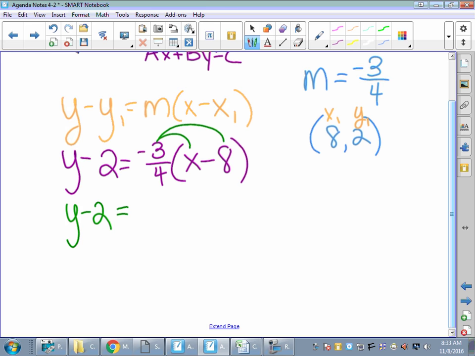Negative 3/4 times x is negative 3/4 x. Negative 3/4 times a negative 8 becomes a positive. I'm pretty sure it's 6. So now that I've gotten rid of my parentheses, now I can start thinking about things.